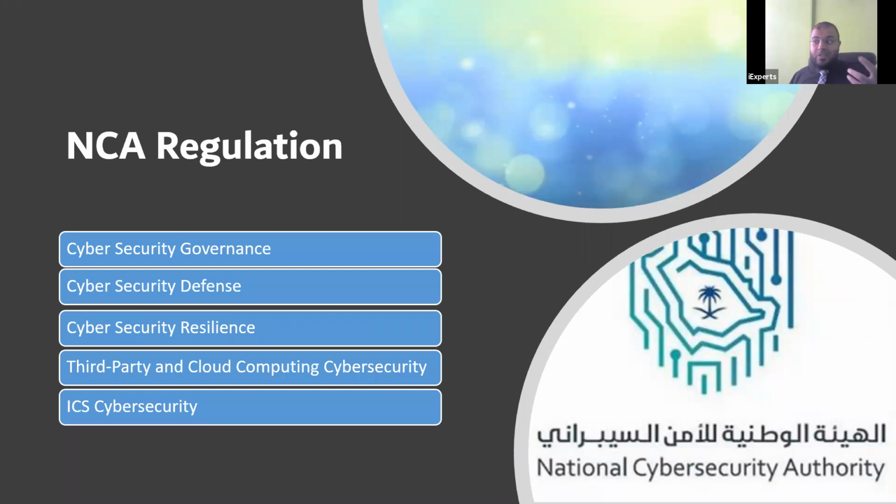Number 4, third party and cloud computing cybersecurity. I think NCA took a good step for cloud computing. It's crystal clear here that part of our service providers will be on the cloud. Everywhere nowadays, you can purchase a WAF, Web Application Firewall, as a box, as an appliance, or as a service. You can purchase a SIEM solution as a box, or you can subscribe to it as a service. So this is the third party and cloud computing cybersecurity, the number 4 of the regulation. And then the ICS cybersecurity, and we will discuss it.